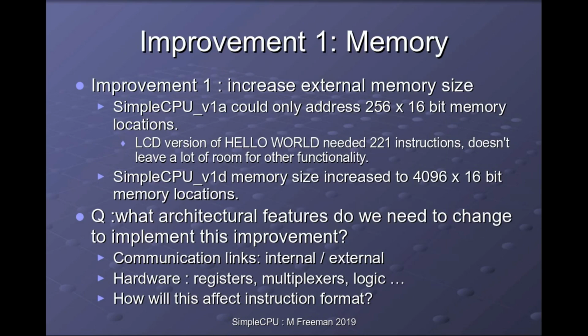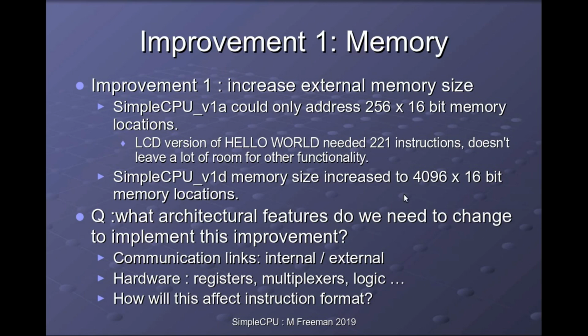Improvement number 1, more memory. You always need more memory. It's surprising how quickly it runs out. And we saw for the LCD version of Hello World, it took a couple of hundred instructions to actually print Hello World to the screen. And if you've only got 256 instructions, that doesn't leave you an awful lot of room for other functionality. So for the simple CPU version 1D, we're going to increase its memory size to 4K, so 4096 storage locations.